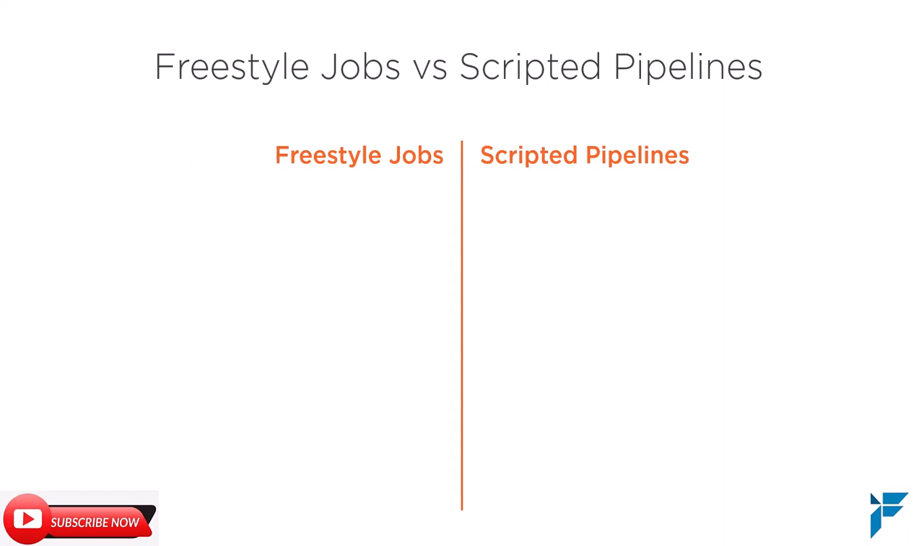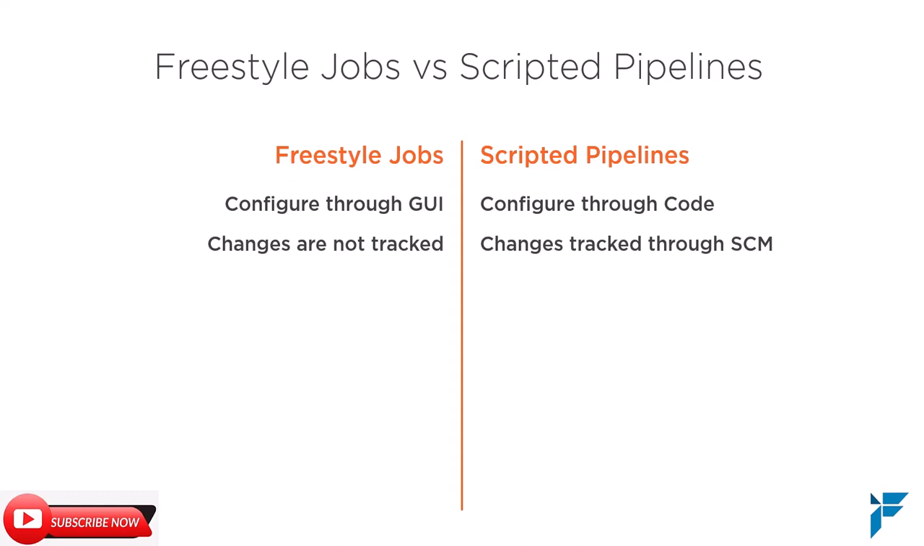For example, with freestyle jobs, you've probably configured them through the UI, whereas with scripted pipelines, you're configuring them through code. Instead of clicking through a bunch of manual windows, you're defining your build instructions alongside your application code. Also, with freestyle jobs, none of your changes are really tracked. There are plugins that Jenkins can use to address some of that, but really, they're not very robust and they leave a lot to be desired. With scripted pipelines, you track all of your changes to each build instruction through source control, as you do with your application code.